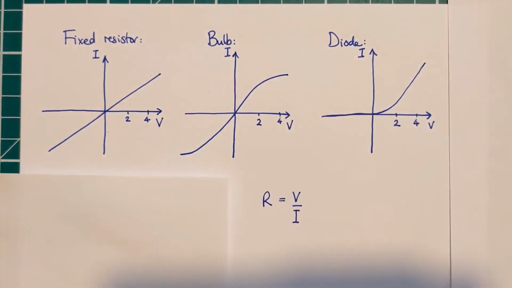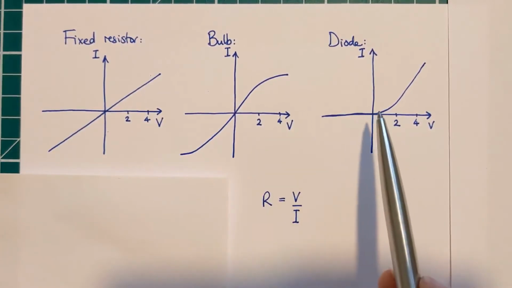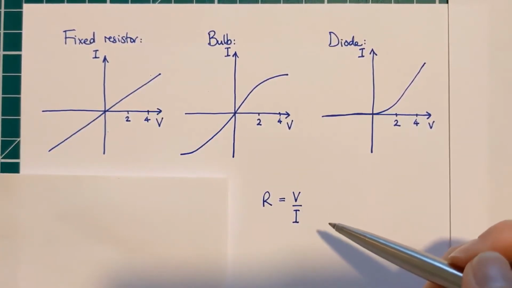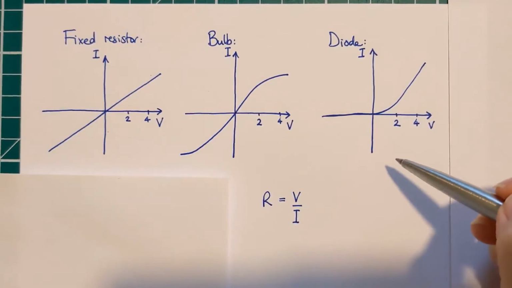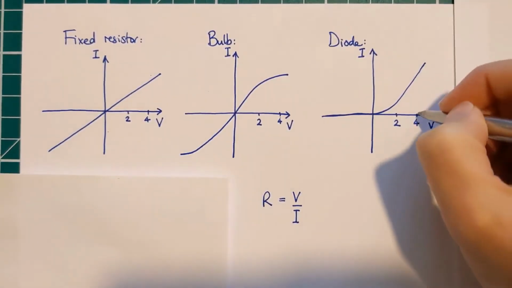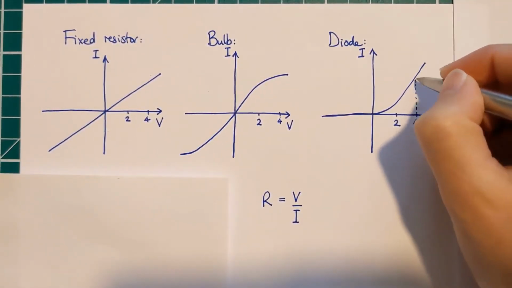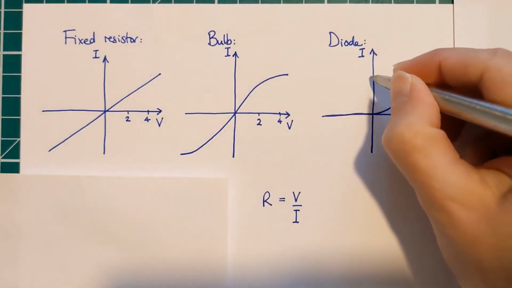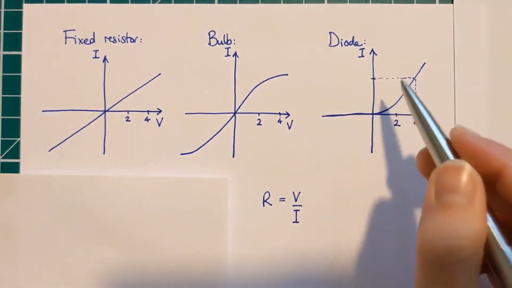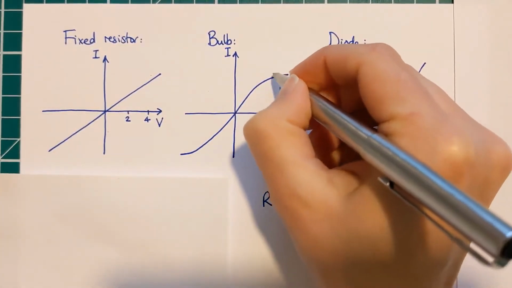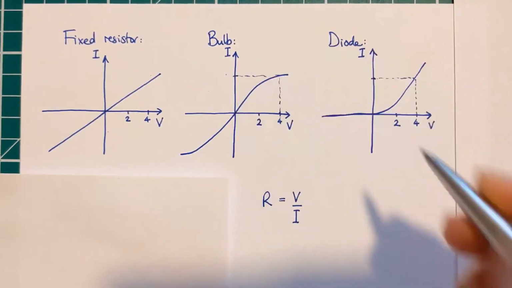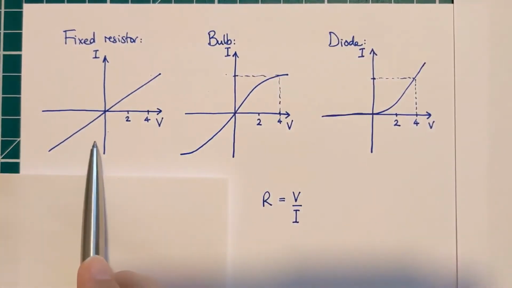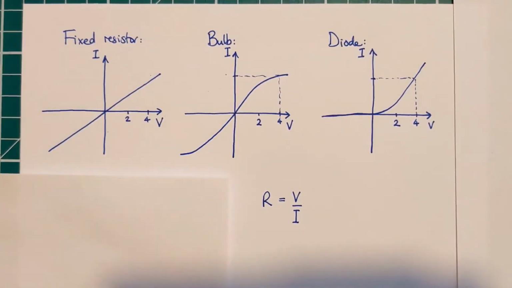If you want to work out the resistance of one of these components, take values from the graph. So for example, if you want to know the resistance when it has 4 volts across it, take this pair of numbers, or for the bulb, take this pair of numbers. It's only the fixed resistor where you can use the gradient.